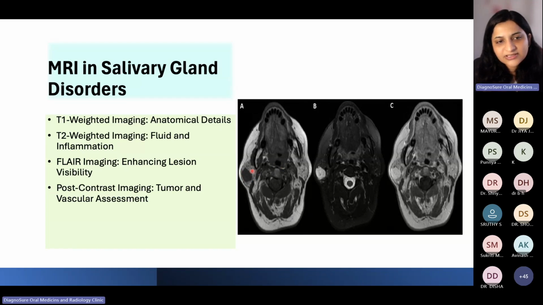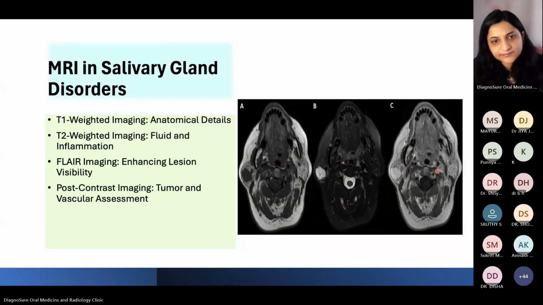Now, this is the T1 image. You can see this hyperintense area. This is the superficial lobe of parotid gland, and in T2 we can see it has brightened up. Tumor is hyperintense. And this is the T1 with contrast, shows the same image but intense enhancement of the tumor. This is the tumor in the parotid gland.